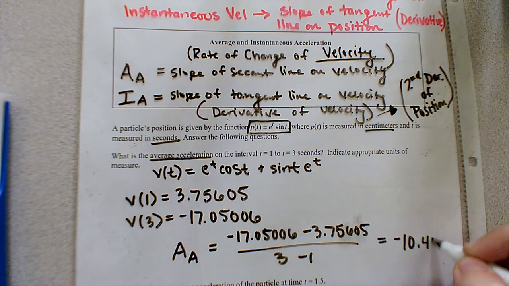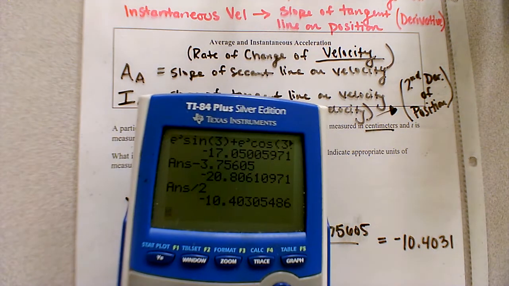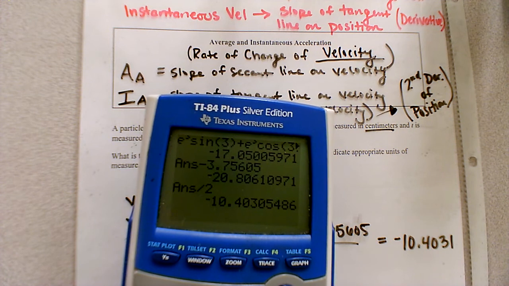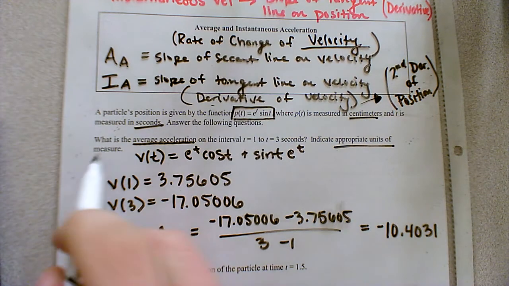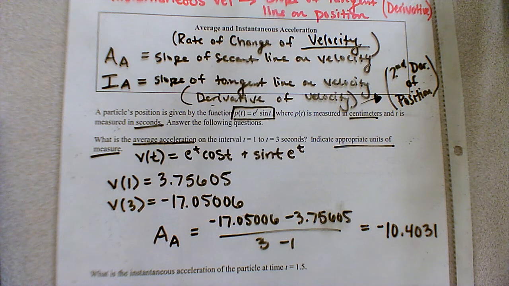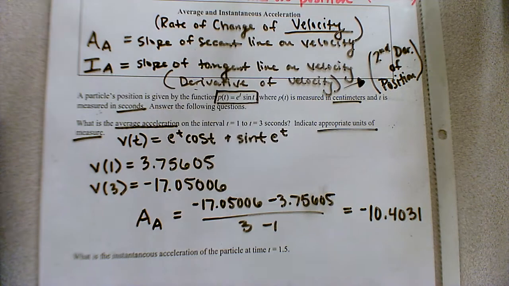Negative 10.4031, okay, or you can do 0, I guess, if you chop it after 4, but I'm going to go ahead and round it to 1 spot. All right, so this brings in something new for us, which is the units. And again, if you've taken physics before, you might be familiar with the units of acceleration, but if you haven't, we really got to think about what these numbers represented.